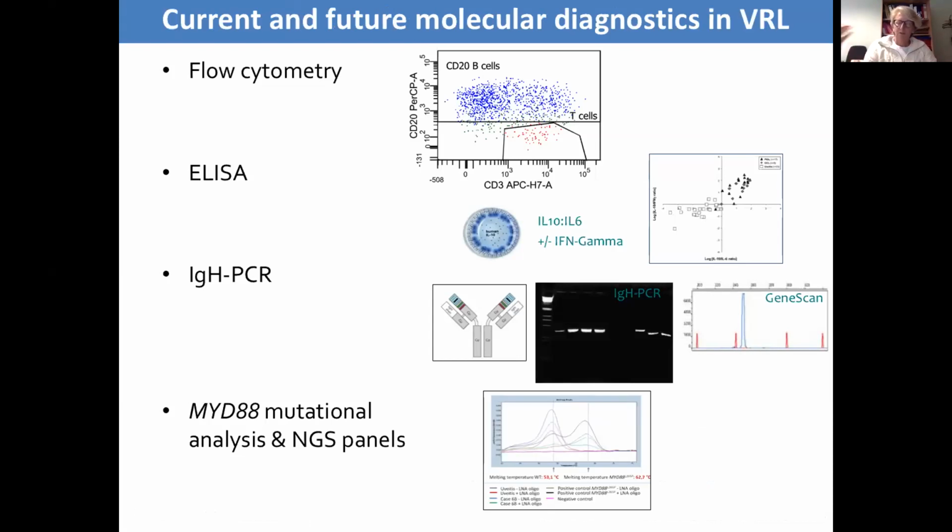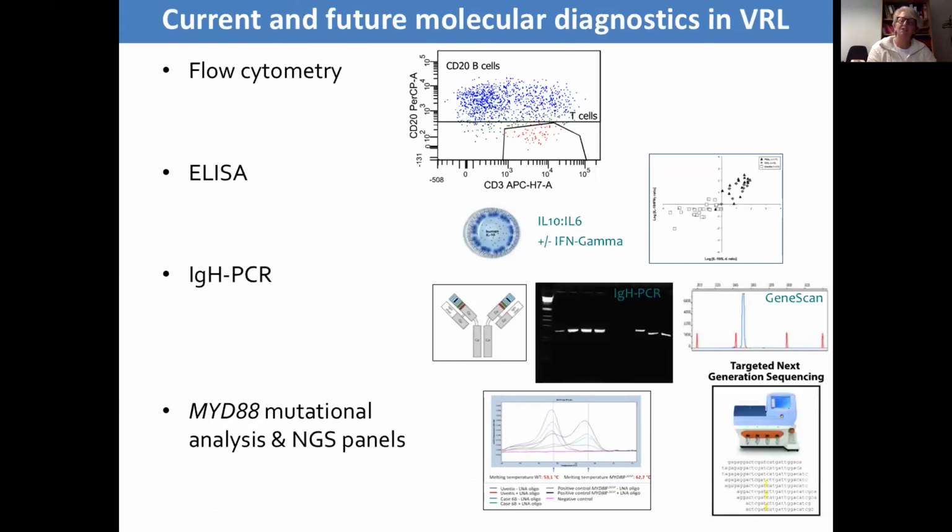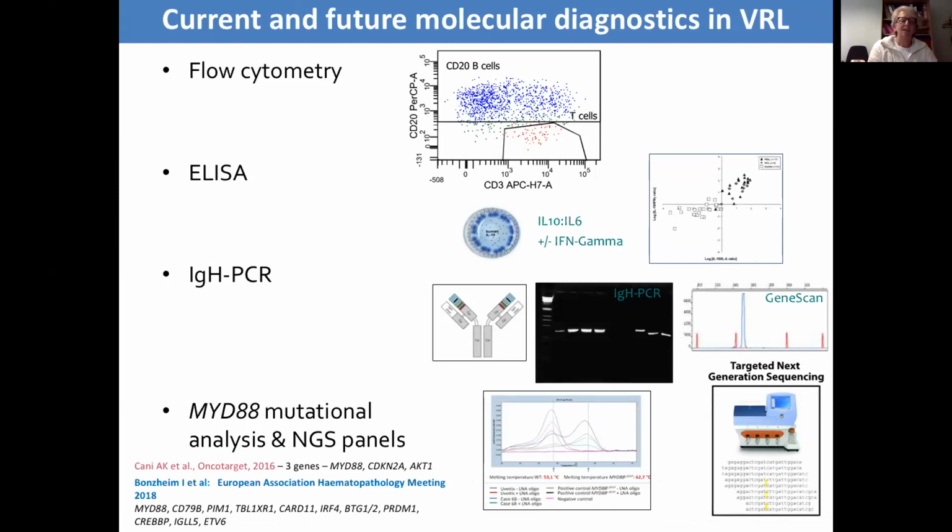With more and more knowledge about these tumours, people have also designed bespoke next generation sequencing panels, which have included MYD88 and also other genes. And this has been taken forward, particularly by this group in Tübingen. And they recently presented how they've designed a next generation sequencing panel looking at all these different genes. And in this way, you can perhaps more precisely diagnose vitreoretinal lymphoma.